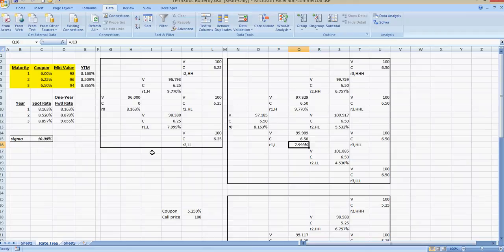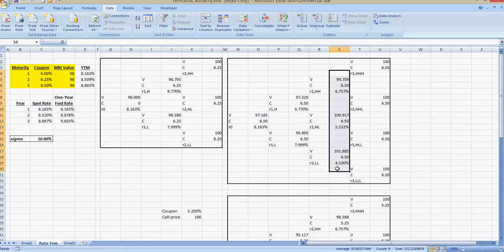I've got to go out one more year because I'm trying to value a 3-year bond. So the rate could go down to 7.99 and then up and then down. Or it could go up to 9.77, go up again, and go down. I need to choose these rates. This is at time 2, so here we are 2 years in. 2 years from now, what will the 1-year spot rate be?